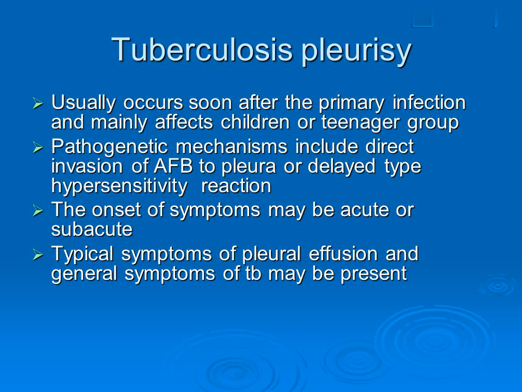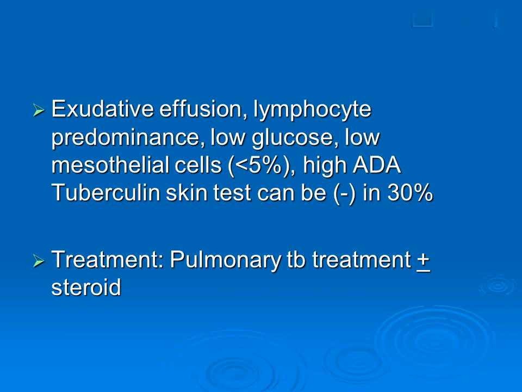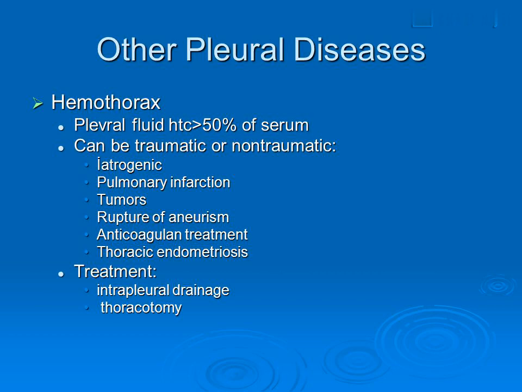The affected population differs according to the prevalence of the disease in a population and the prevalence of AIDS or other immune-deficient conditions. Exudative effusion, lymphocyte predominance, low glucose, low mesothelial cells, less than 5%, high ADA. Tuberculin skin test can be negative in 30%. Treatment: pulmonary TB treatment plus steroid. Other pleural diseases.